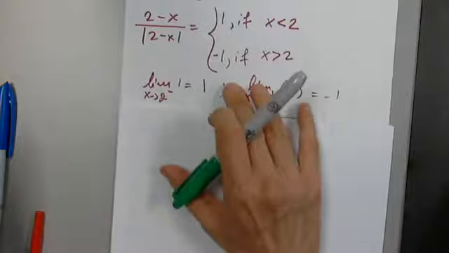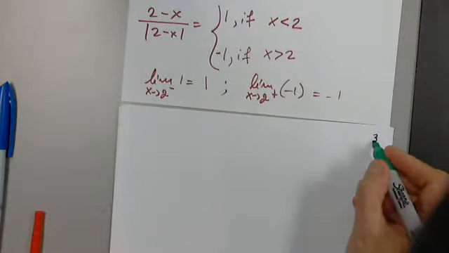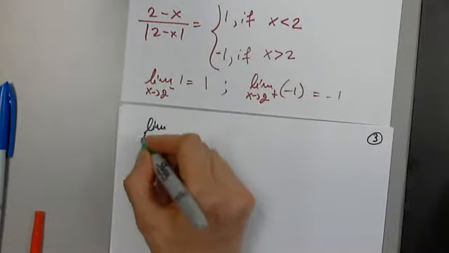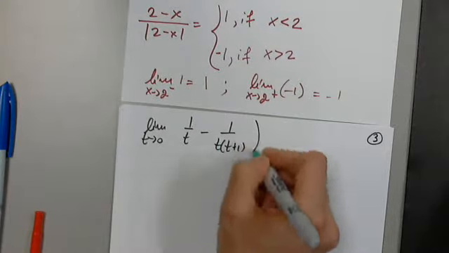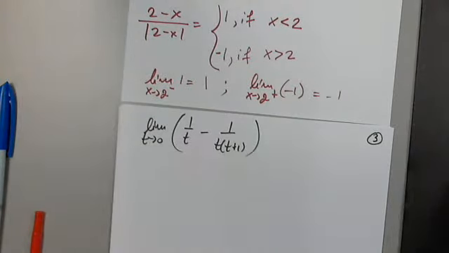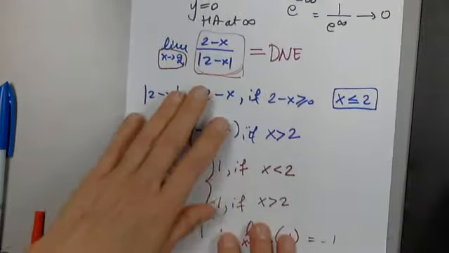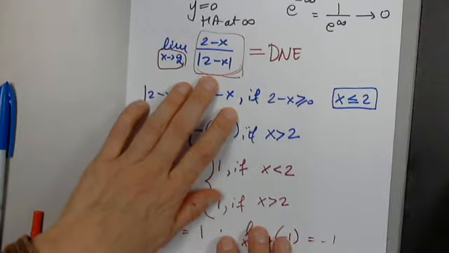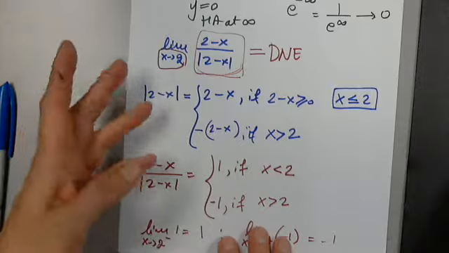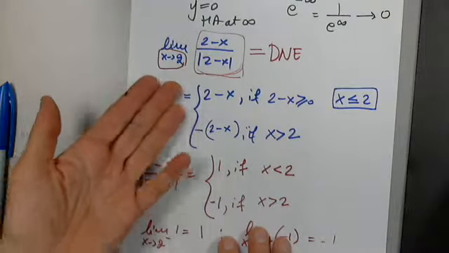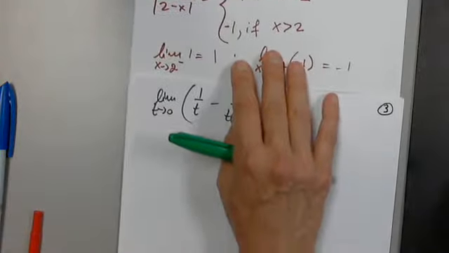We have the limit of 1 over t minus 1 over t times t plus 1. Limit as t approaches 0, 1 over t minus 1 over t, t plus 1. Okay. When we're asked to find the limit, what is the first thing? I didn't do it here because I was asked to fully simplify the function first. That's why I didn't plug in 2. It's still 0 over 0. But I didn't plug it in because I was asked to simplify it first.